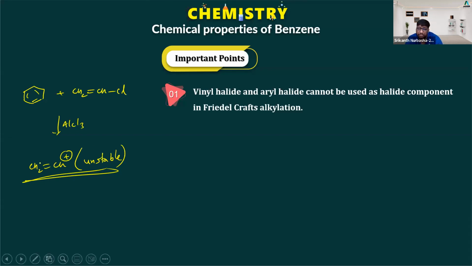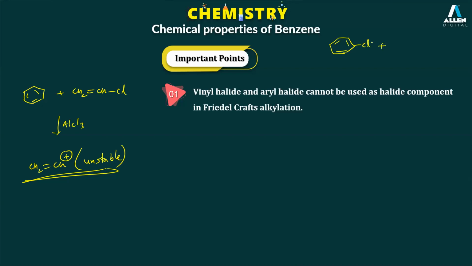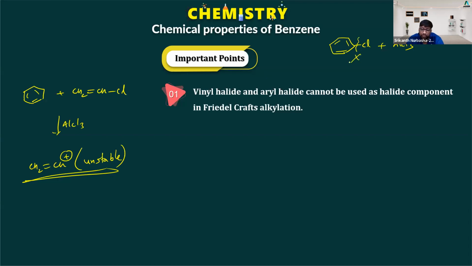Aryl carbocation cannot be formed because the carbon halogen bond exhibits resonance. The carbon halogen bond exhibits partial double bond character, or not? Yes, sir. Aryl halide and vinyl halide you cannot take, because in aryl halide the carbon chlorine bond cannot be cleaved, because of resonance of the lone pair of electrons on chlorine with the pi electron density, where the carbon halogen bond exhibits partial double bond character. Because of that partial double bond character, the bond cannot be cleaved. Vinyl halide will form a vinyl carbocation, which is unstable. So in that case, no reaction happens.